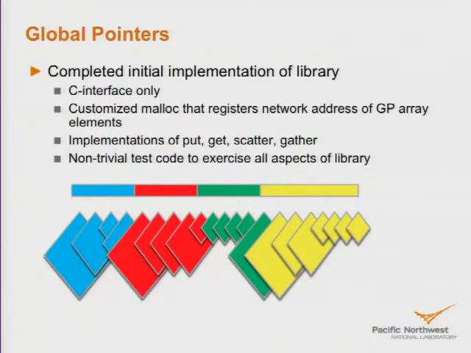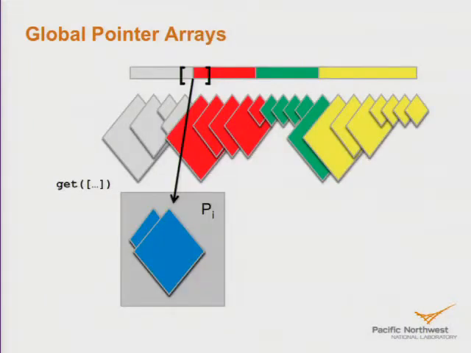We have implementations of put, get, scatter, gather. Those are things that allow you to move data back and forth between the global pointer array and local buffers. And then we've actually got a relatively severe test code that we've used to make sure all this stuff actually works. So this is just the idea of, here you have a one-dimensional array with all sorts of different objects associated with each array element. And if you use a get, you can basically copy a segment of this into a local buffer and as two separate objects.